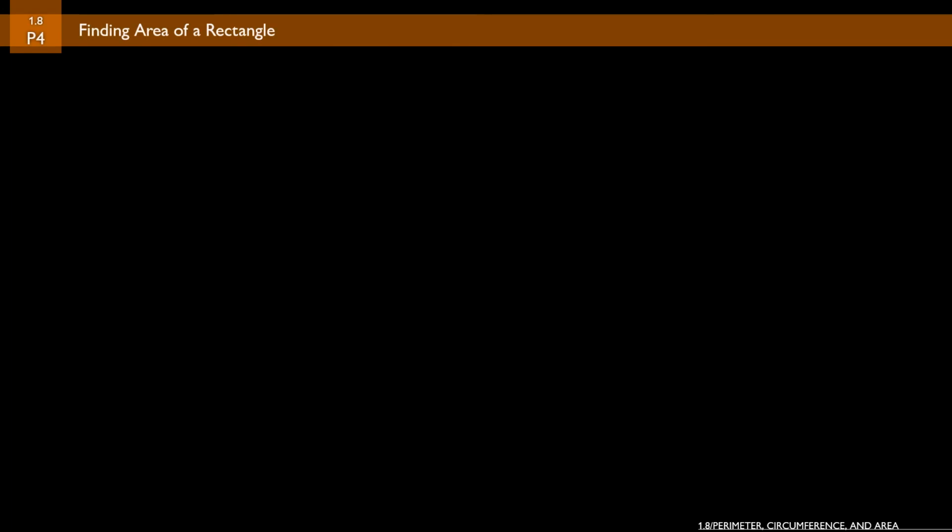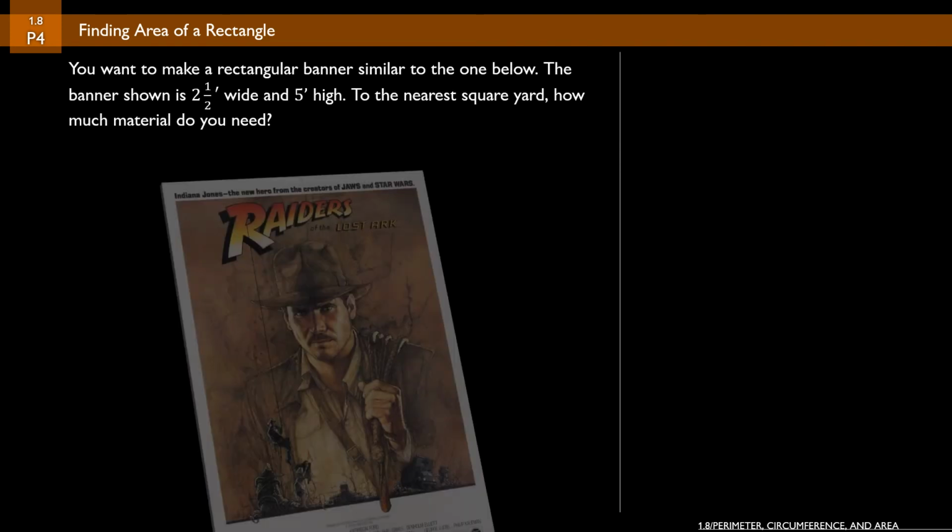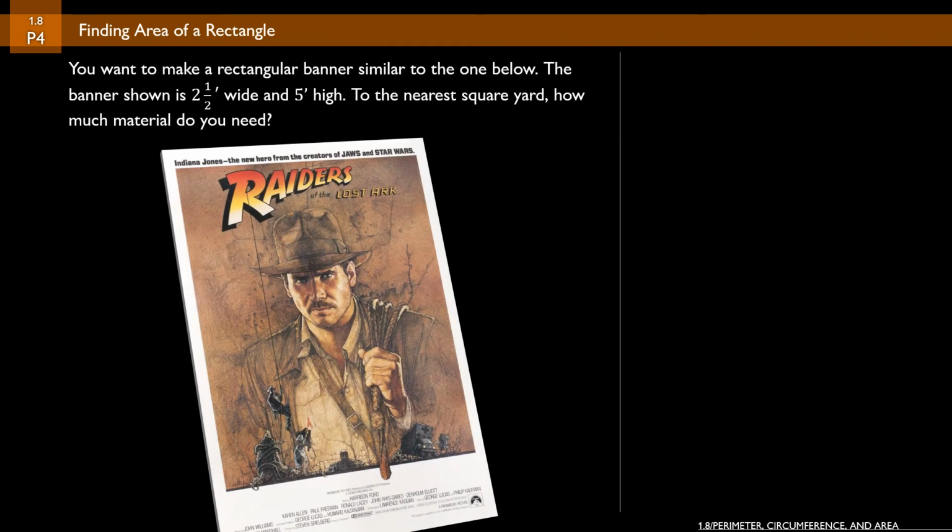In problem number 4, we're going to find the area of a rectangle, but in this particular problem, you're going to need some conversions. So you want to make a rectangular banner similar to the one below. The banner shown is 2.5 feet wide and 5 feet high. To the nearest square yard, how much material do you need?